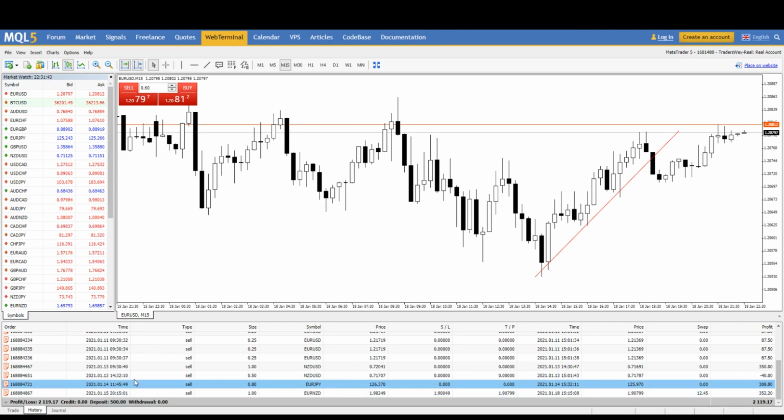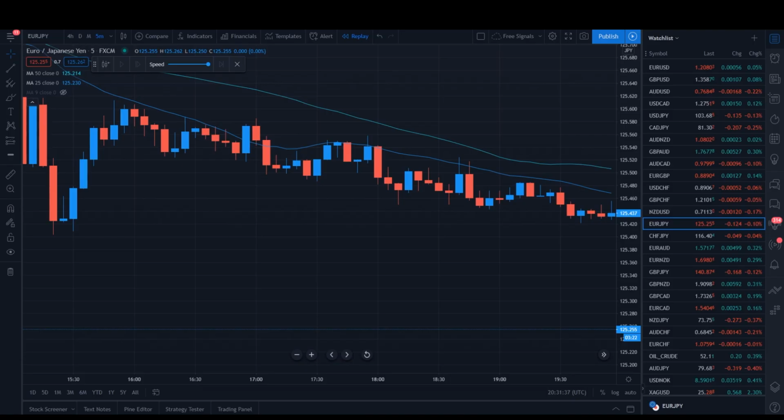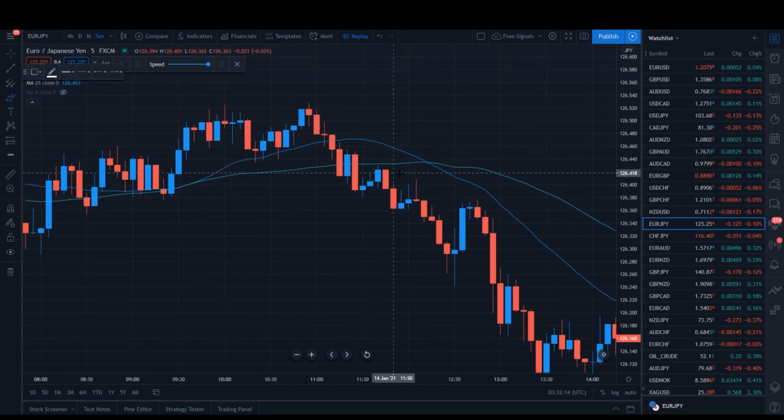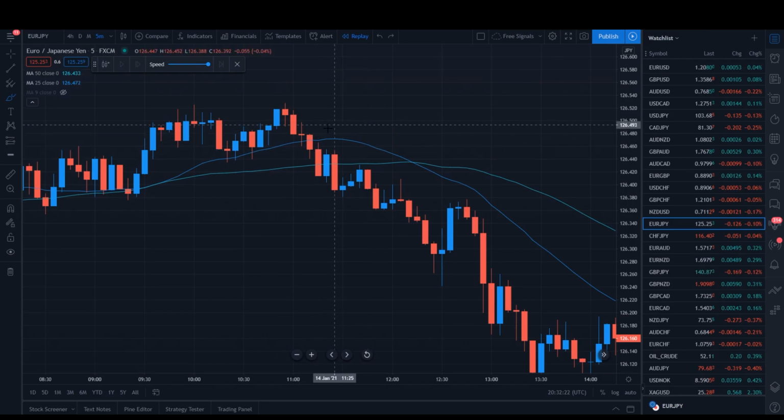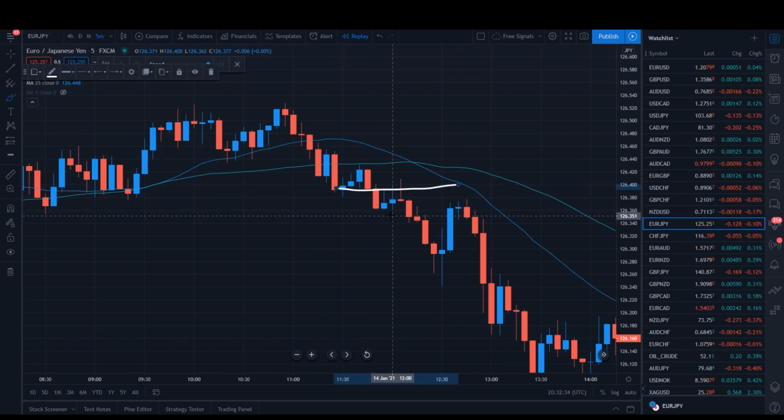Euro Japanese Yen. So let's see, 14th of January. And there we go, 14th of January, 11:45. This is where we entered this trade over here, bearish engulfing candle. Probably will continue to shoot towards the downside. You know, I saw this break of moving averages very nicely. So this indicated that more than likely it will continue to go down.